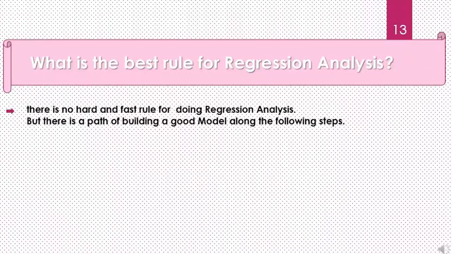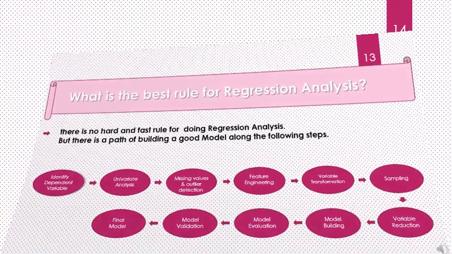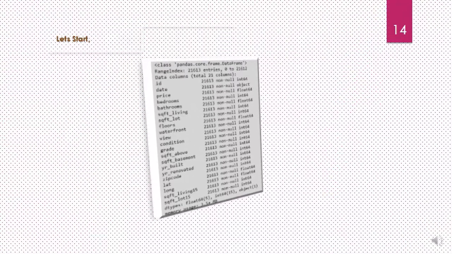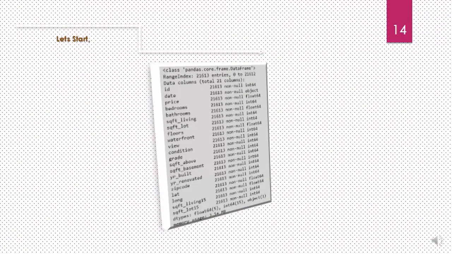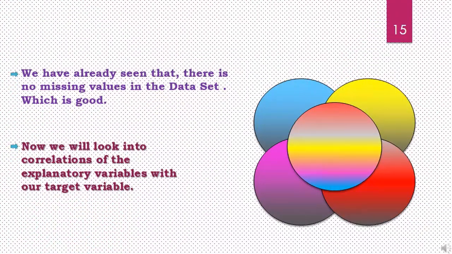Now, one question may arise in your mind. Let's start. Check the info of our dataset. What is the best rule for regression analysis? Look, there is no hard and fast rule for doing regression analysis. We have already seen that there is no missing value in the dataset. Along the following steps we can build a good model. Step 1. Now we look into the correlation of the explanatory variables with our target variable.